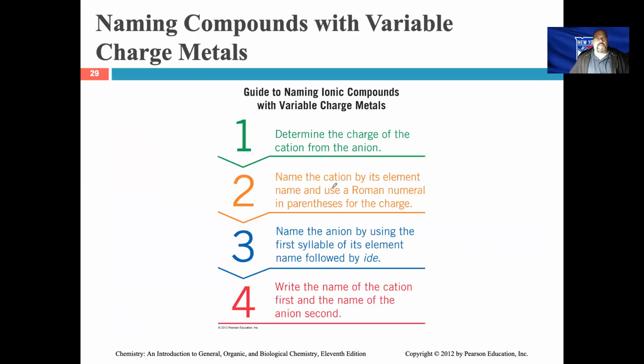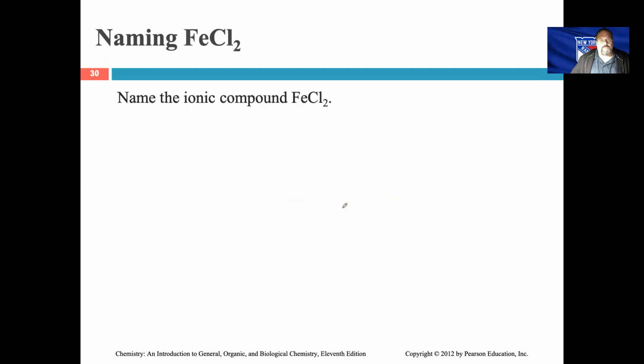All right. So we did naming compounds with variable charge metals: determine the charge of the cation from the anion, name the cation by its element name and use the Roman numeral in parentheses for the charge, name the anion by using the first syllable of its element name with an IDE ending, and write the name of the cation first and the name of the anion second. All right. So here's another example of that. Name the ionic compound FeCl2.